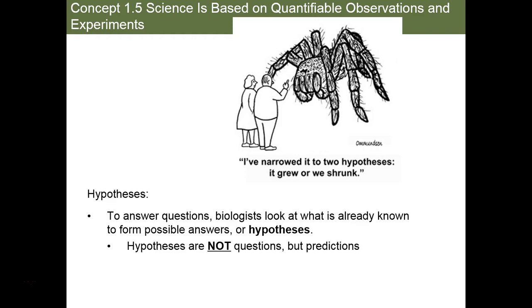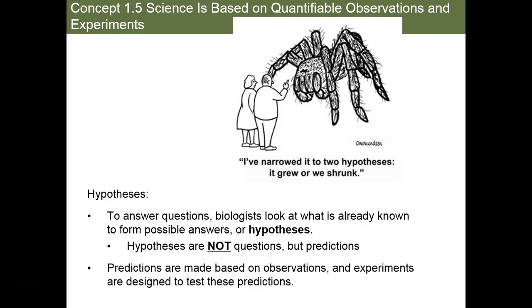To answer a question, scientists use what is already known to form a possible reasonable answer, better known as a hypothesis. Hypotheses are not questions, but predictions. The hypothesis or prediction is made off of observations, and experiments are designed to test these predictions. The scientists in this cartoon are making a hypothesis, saying they shrunk or the spider grew. Now they need to form an experiment to see if their hypothesis is supported or refuted.